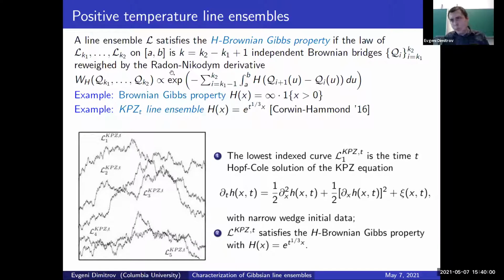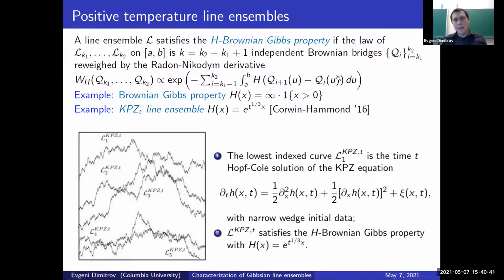This is not a complicated formula, but let me try to explain what it means. First of all, the curves behave like independent bridges, but they have an interaction that is reflected in the distribution through this reweighing. The interaction is encoded by this function capital H that I like to call an interaction Hamiltonian. Now, the argument of this interaction Hamiltonian is the difference of two consecutively labeled curves. The first thing to observe is that the indices of these curves are consecutive, meaning that curves whose indices are two or more away from each other don't talk to each other. So the interaction between the curves is local in the index.